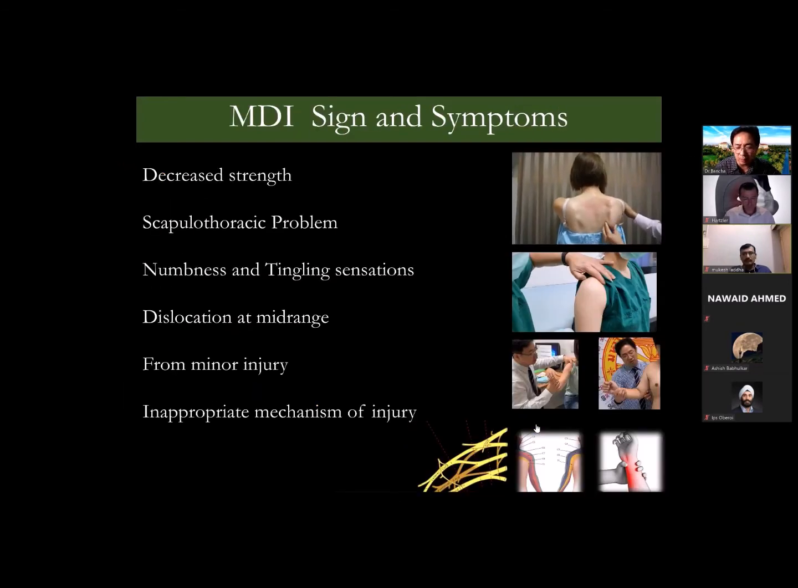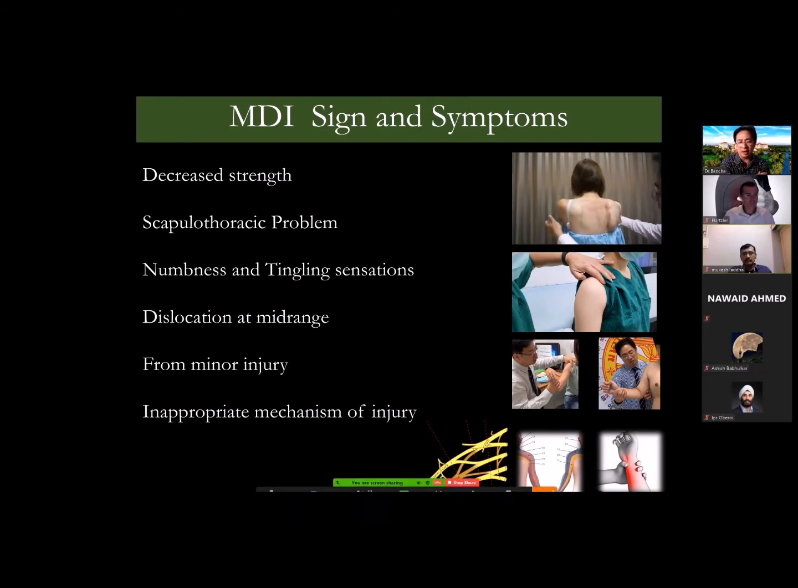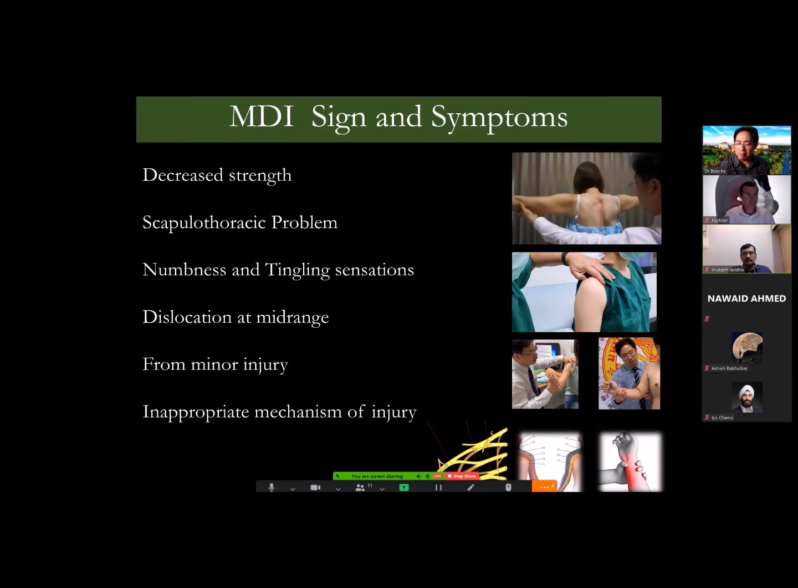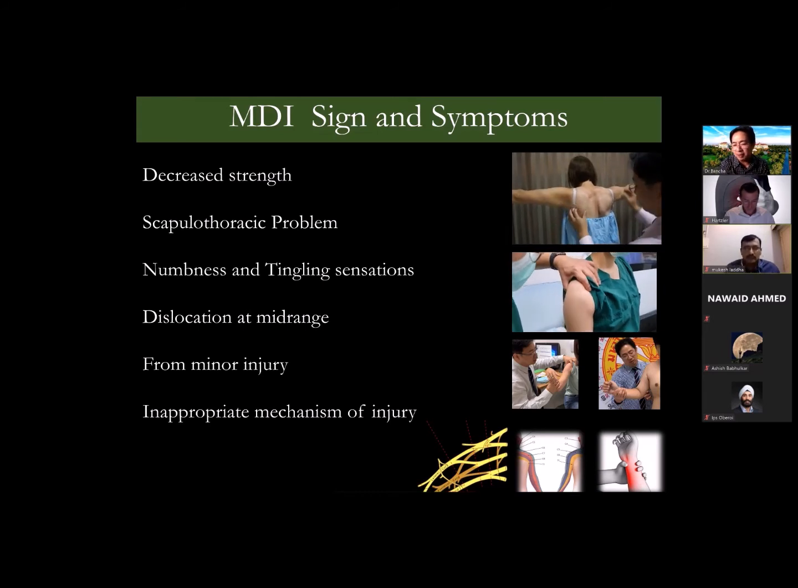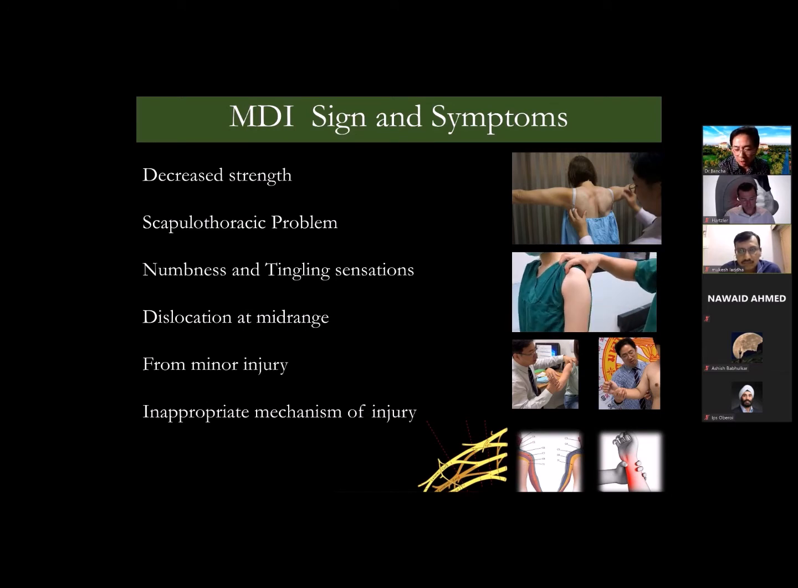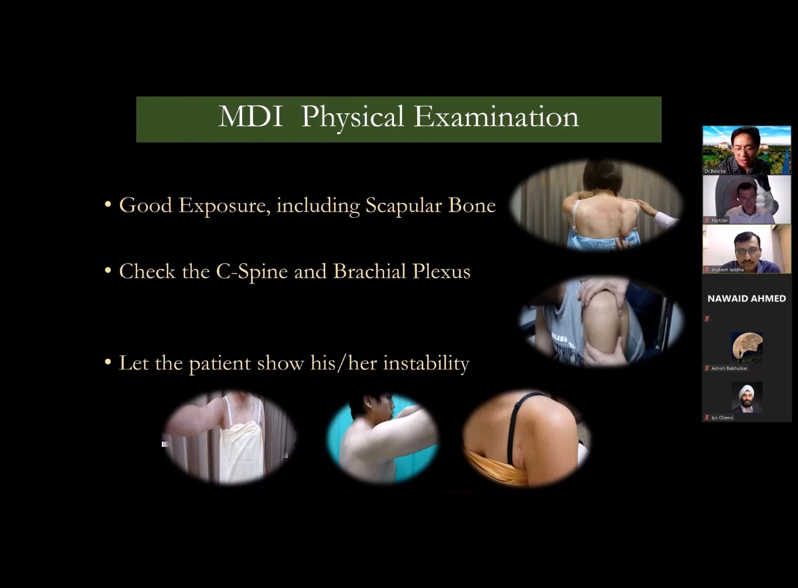The clinical signs of MDI are different in each patient. Some may come with a scapulothoracic problem, okay? They have decreased strength, they have numbness, tingling sensation, dislocation in mid-range, and sometimes the mechanism of injury is very minor, not appropriate. So if you have this kind of patient, think about MDI patients, and also the bone loss in this patient is very minimal. There will be no Hill-Sachs, no bony Bankart in this kind of patients, right?